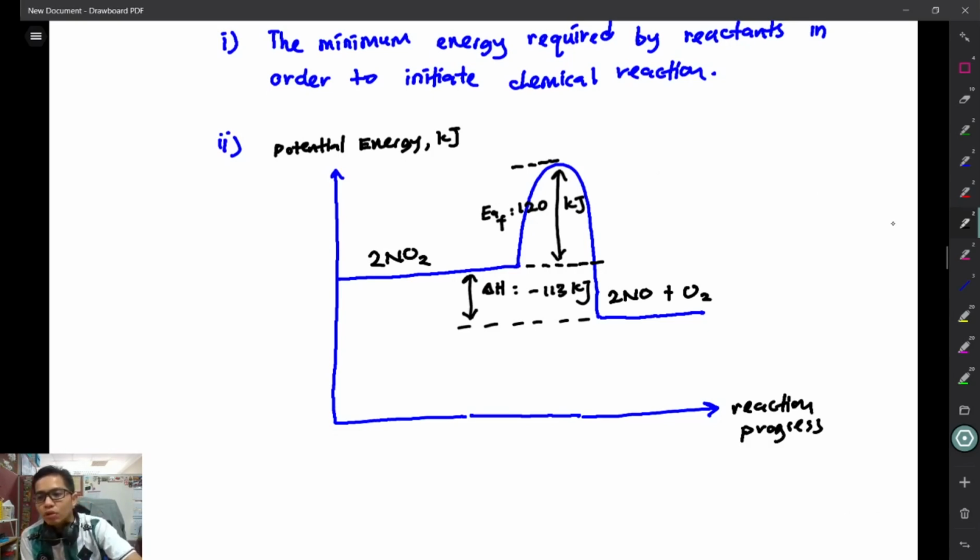And the question asks for the reverse reaction. Again, when we do the reverse reaction, the product will become our reactant.